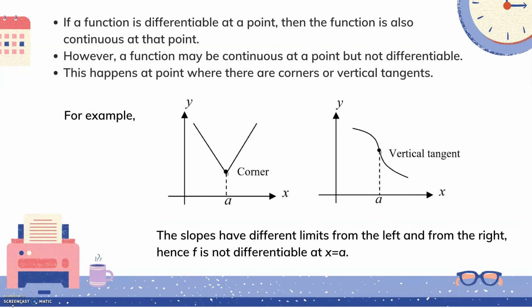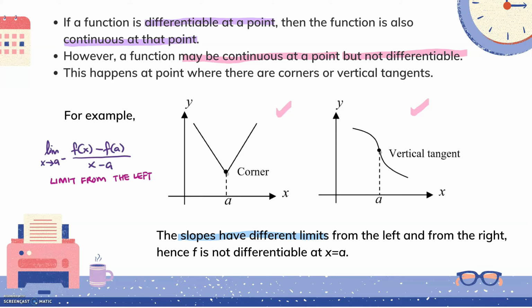If a function is differentiable at a point, then the function is also continuous at that particular point. However, a function may be continuous at a point but not differentiable. This happens at points where there are corners or vertical tangents, such as in the diagram below. The slopes have different limits from the left and from the right. Hence, f is not differentiable at x equals a.